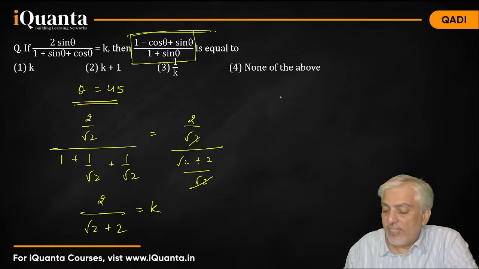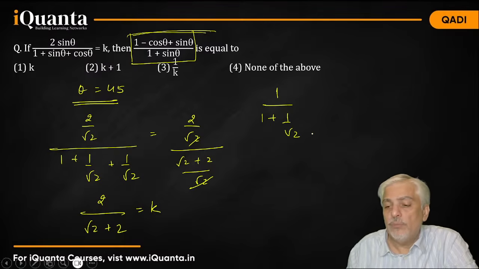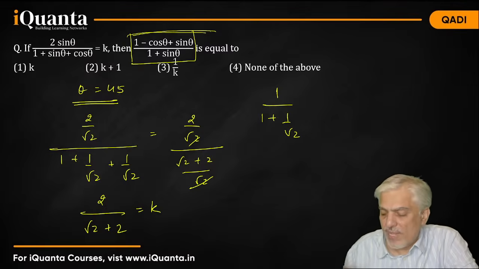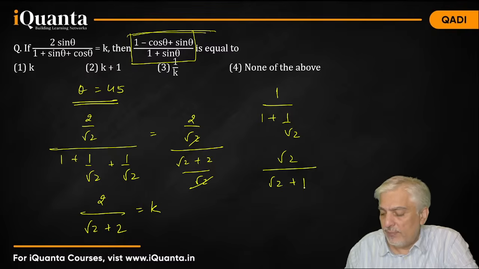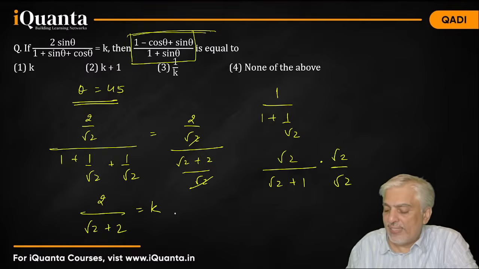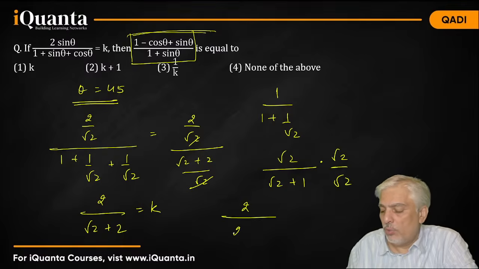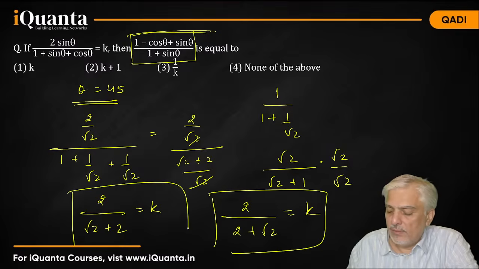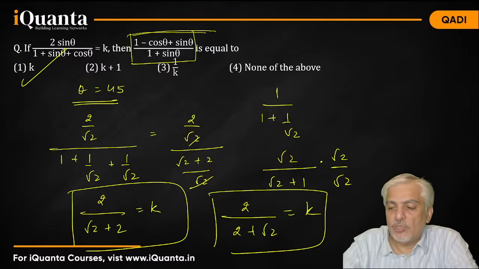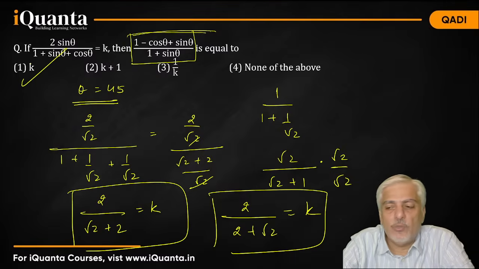Here sin and cos will cut. What I want, sin and cos will cut. So I'll be left with 1 upon (1 plus 1 upon root 2). Yeah, 90 is also very good, I know. So root 2 upon (root 2 plus 1). If you multiply this by root 2 upon root 2, you will get exactly what we've got over here, 2 upon (2 plus root 2), which is also k. Answer is the first option. Any one method is great for over here.